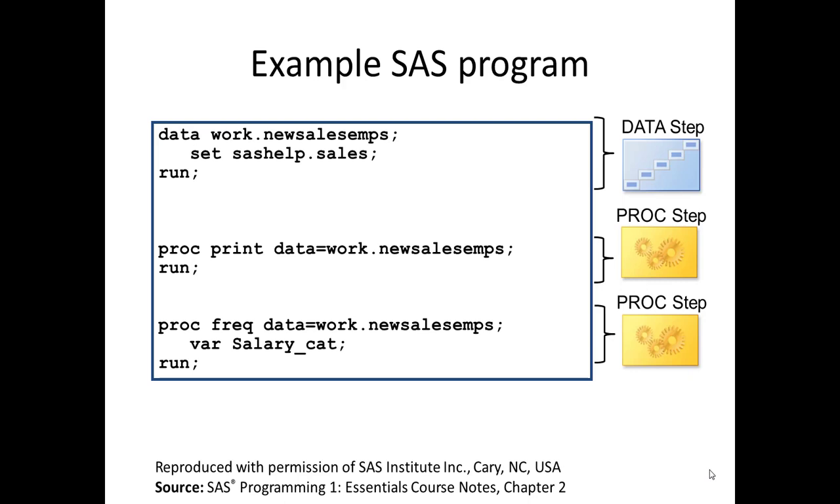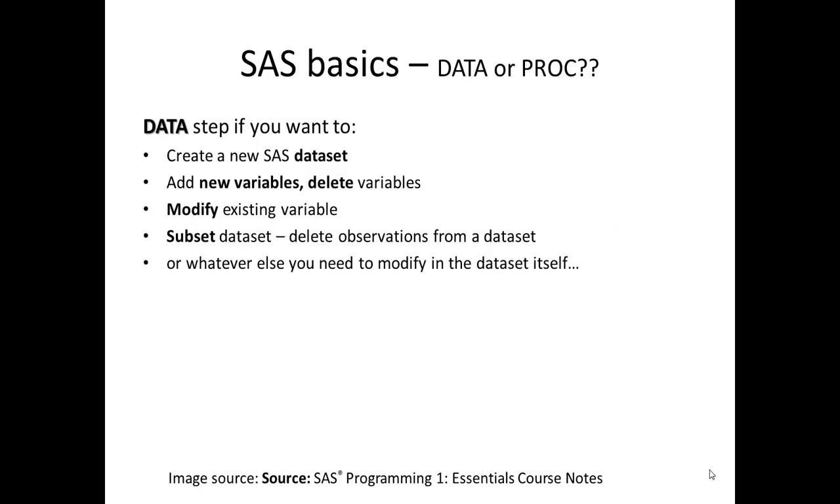So here's an example of a SAS program. At the top is the new data set that's being created in the data step, and then there are 2 PROC steps where we're telling SAS to print the output of the data set and then produce a frequency of a particular variable. So which one do we use, the data or the PROC?